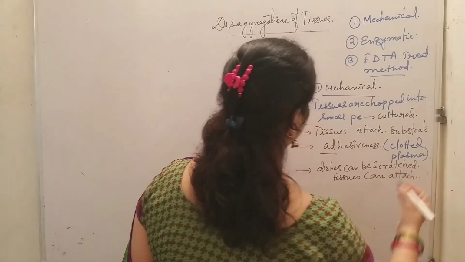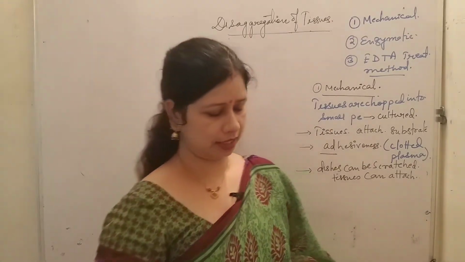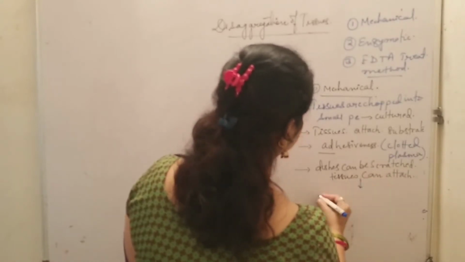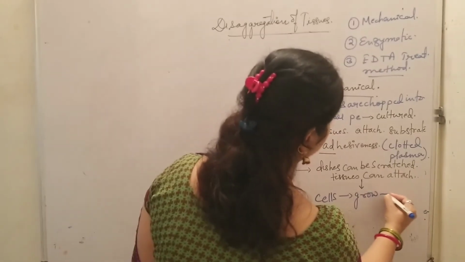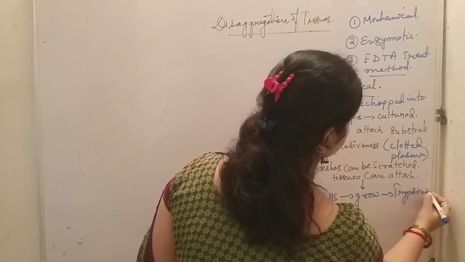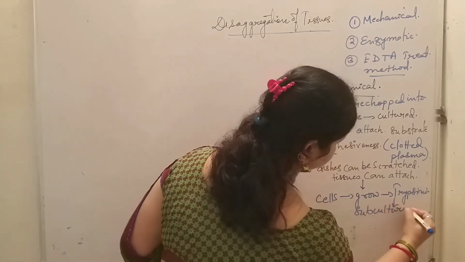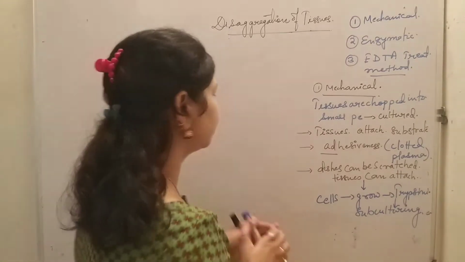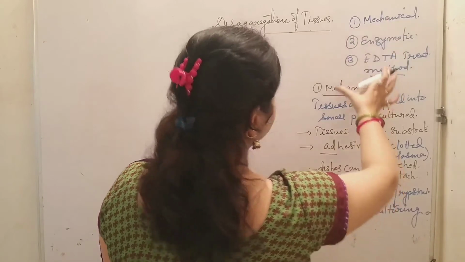Now cells are able to grow from tissue pieces, and after that they are trypsinized, and after that their subculturing is done. So this is about the mechanical method.